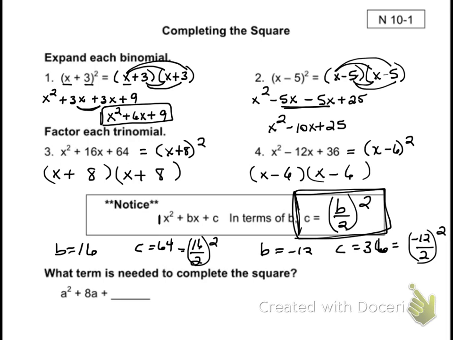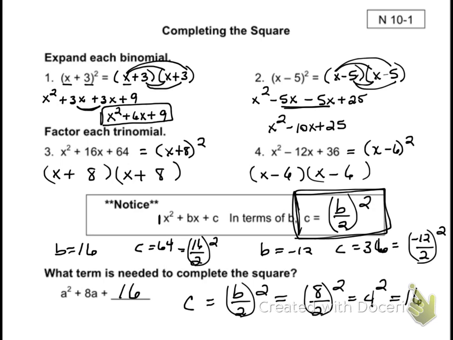So what do you need to complete the square? Well, remember, c is b over 2 squared. So in this example, b is 8. So I have 8 over 2 squared, which is 4 squared, which is 16. And so that's what I would put in that blank. That's the term that would be needed to complete the square.